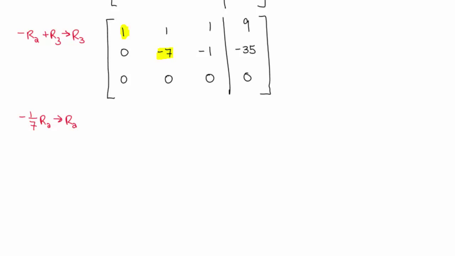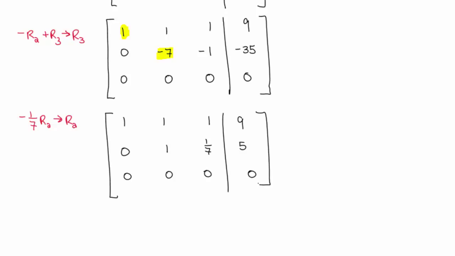And when you do that, you get the following: 1, 1, 1, 9. Again, I'm not changing anything with row 1. Divide or multiply each of these elements by -1/7. That'll be 0. That'll be 1. -1/7 times -1 is a +1/7. And -1/7 times a -35 is a +5. And you have 0, 0, 0, 0.